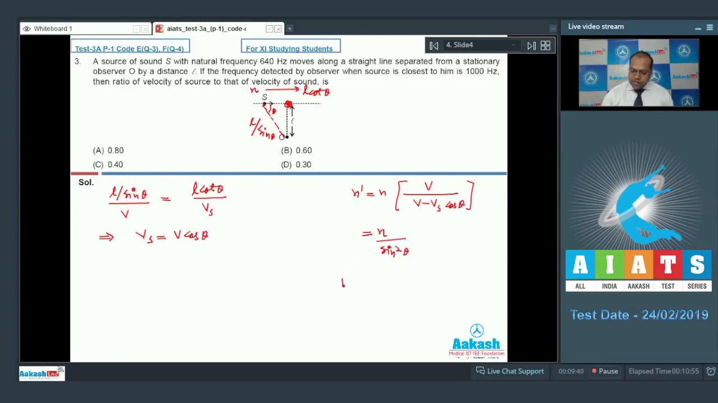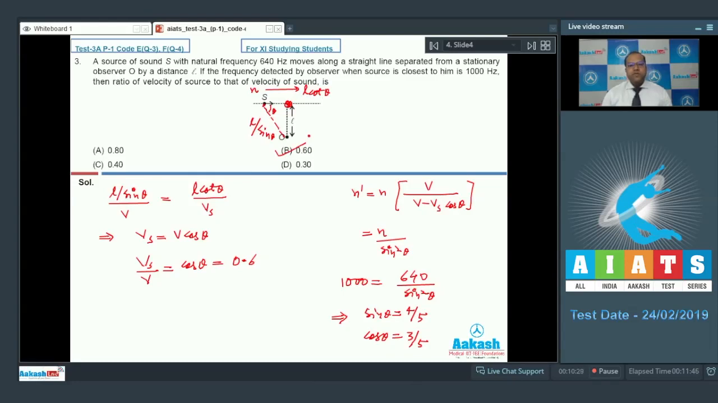The value of N dash is 1000. The value of N is 640 divided by sine square theta. So from here, the value of sine theta comes out to be 4 by 5 and cos theta comes out to be 3 by 5. Now in the question, I have to find out the ratio of velocity of source to the velocity of sound. So the ratio of velocity of source to the velocity of sound is equal to cos theta, which is equal to 3 by 5 or 0.6. So option B is the correct answer.